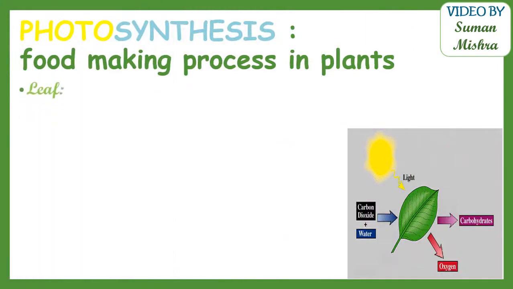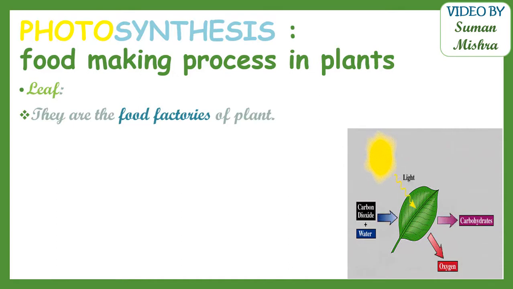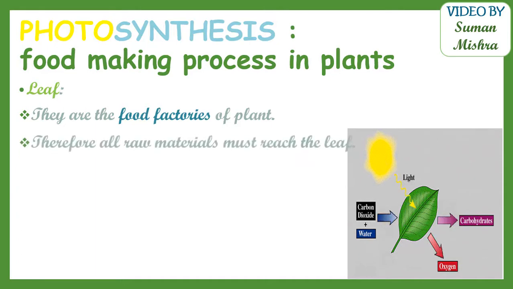Next one is our leaf. Leaf plays the major and the most important part of our plant, because leaf is the only source from where our food is produced. They are called the food factories of the plant. They are also called the kitchen of the plant, because kitchen is where we prepare our food in our home. Similarly, leaf is the kitchen of the plant. Therefore, all the raw materials must reach the leaf.